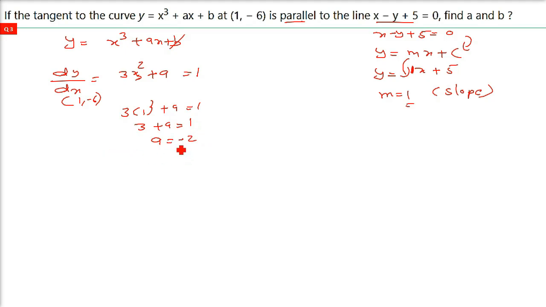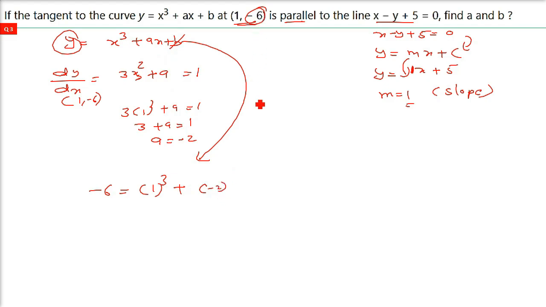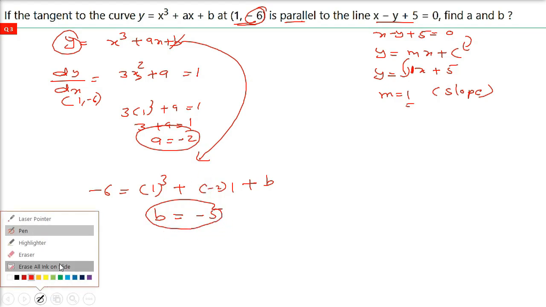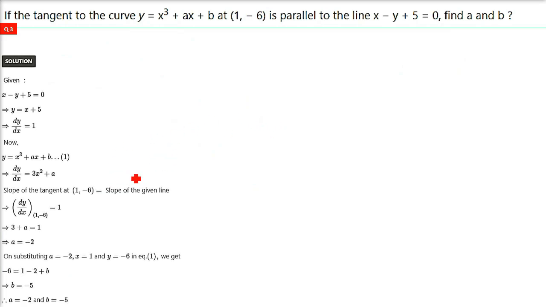Now you already have a. How to find b? We have the initial equation, and x and y are given, and we now have a, so it's easy to find b by putting in all these values. y is negative 6, x is 1, so 1 cube plus a into x, which is negative 2 into 1, plus b. b will be computed from here, and it's quite easy. b is negative 5, a is negative 2. I hope you got the idea. Whatever I have told you has to be put in a proper form, and this is how we are going to write.